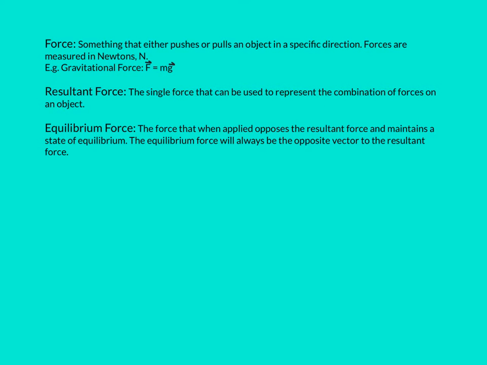This first definition is mostly for those of you who have not taken a physics course. A force is something that either pushes or pulls an object in a specific direction, hence a force is a vector. Forces are measured in a unit called newtons and is marked by a capital N. So an example of a force is gravitational force, which can be calculated by multiplying the mass and acceleration due to gravity, represented by the vector g.